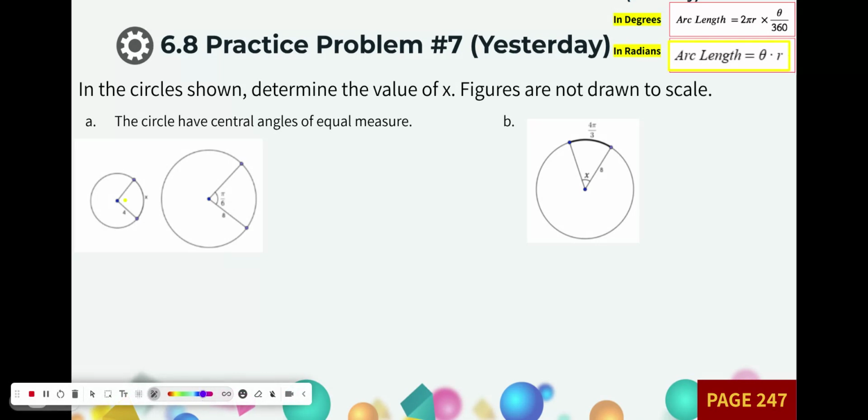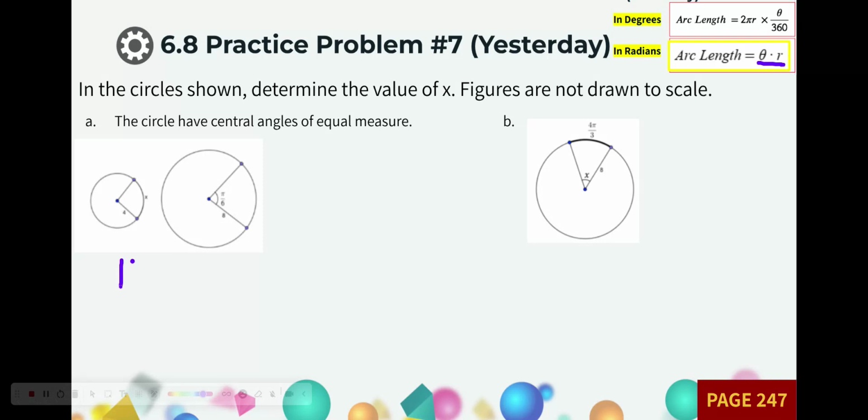So the arc length is 2 pi r... wait, what am I solving? Nope. Arc length in radians. Oh my god. Since this is in radians, I'm sorry, again, the formula would be theta times r.